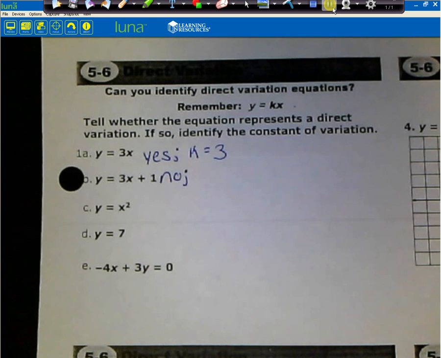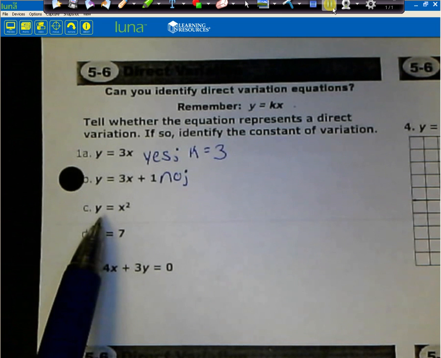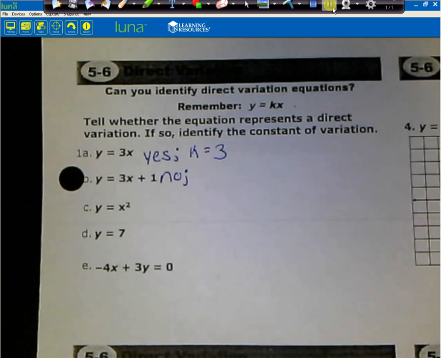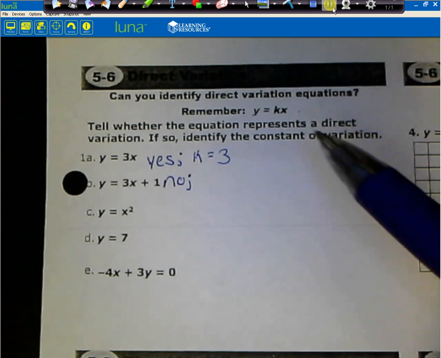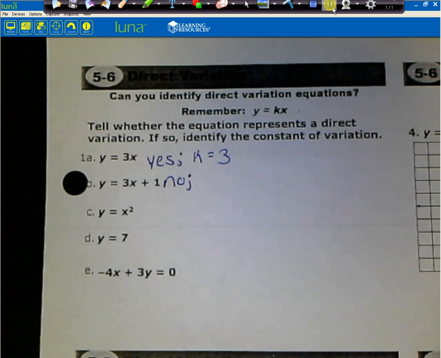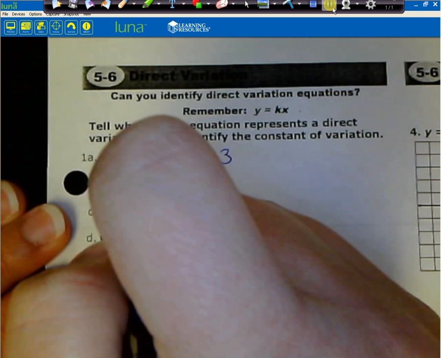All right, then we're going to look at C, y equals x squared. This one is not a direct variation because up here the x is being squared. Plus we know that x squareds give us a U shape and not a line. So our answer to this one is no.